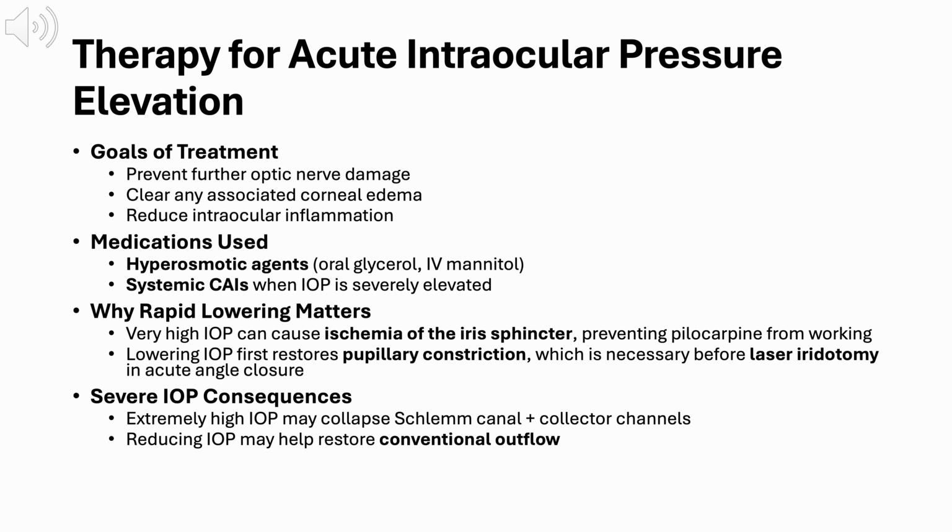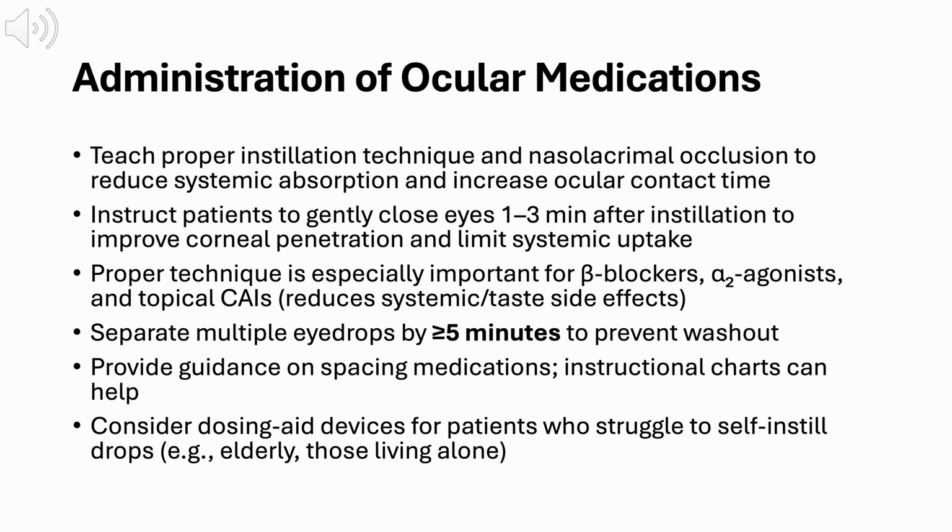If left unchecked, very high IOP can even collapse Schlemm's canal and collector channels, shutting down conventional outflow entirely. Prompt reduction in pressure not only prevents optic nerve compromise, but may also reopen these outflow pathways, restoring normal aqueous drainage once the crisis has passed.